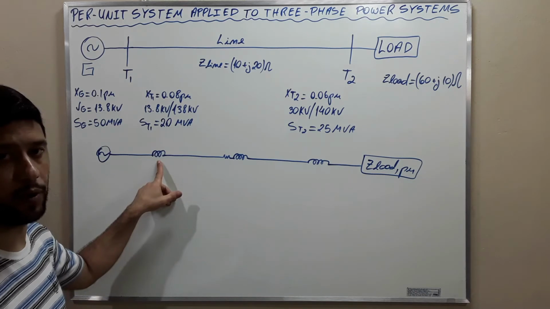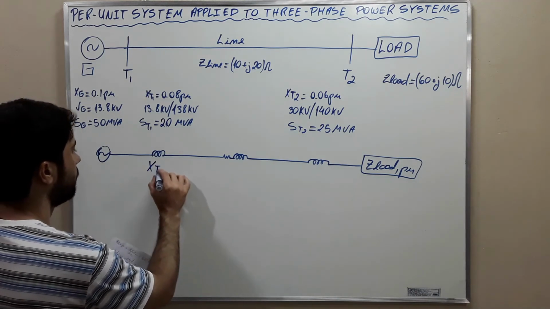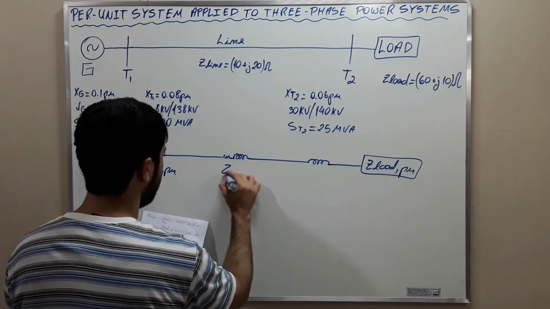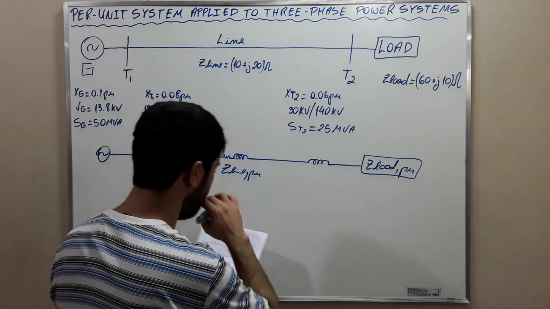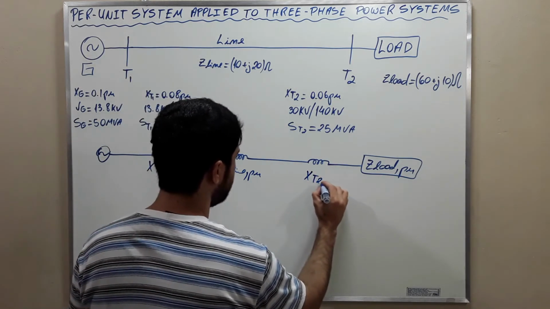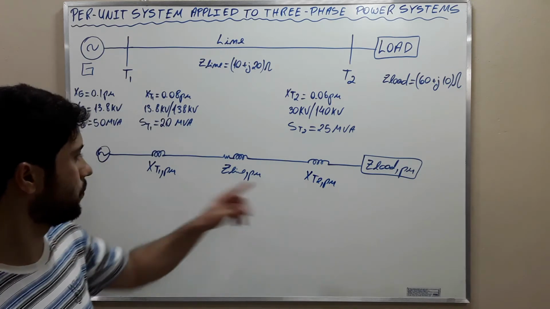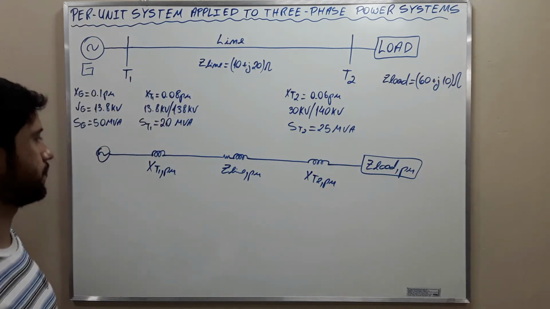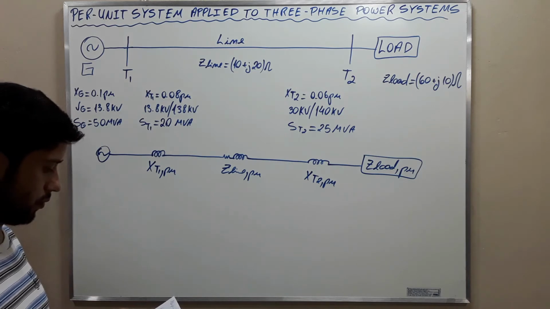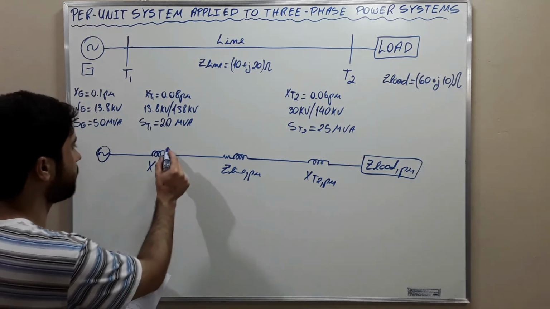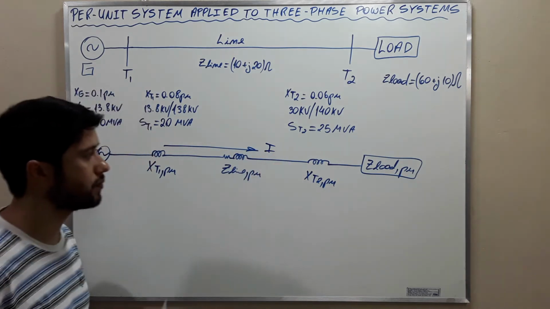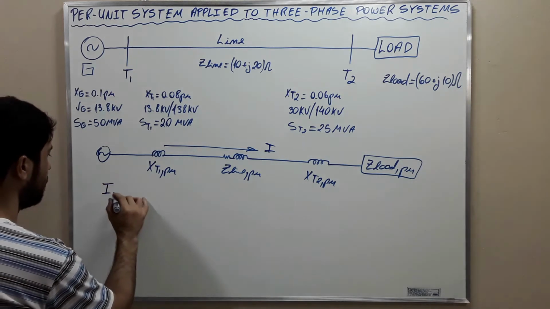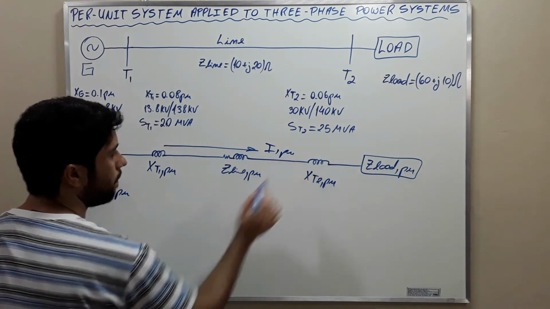This is the reactance of transformer 1. This is the impedance of the line. This is the reactance of transformer 2. And this is the impedance of the load. And there will be a current here. We are going to find the value of the current, which will be in per unit, not in amperes.